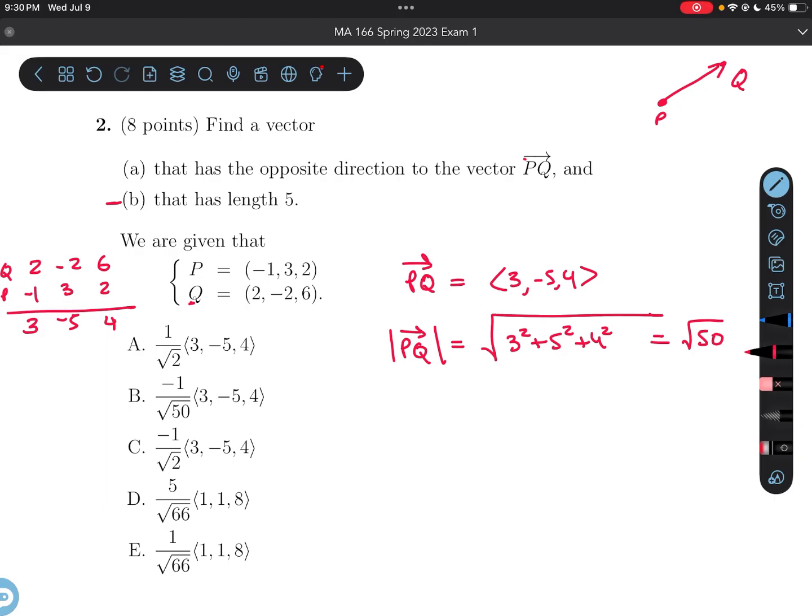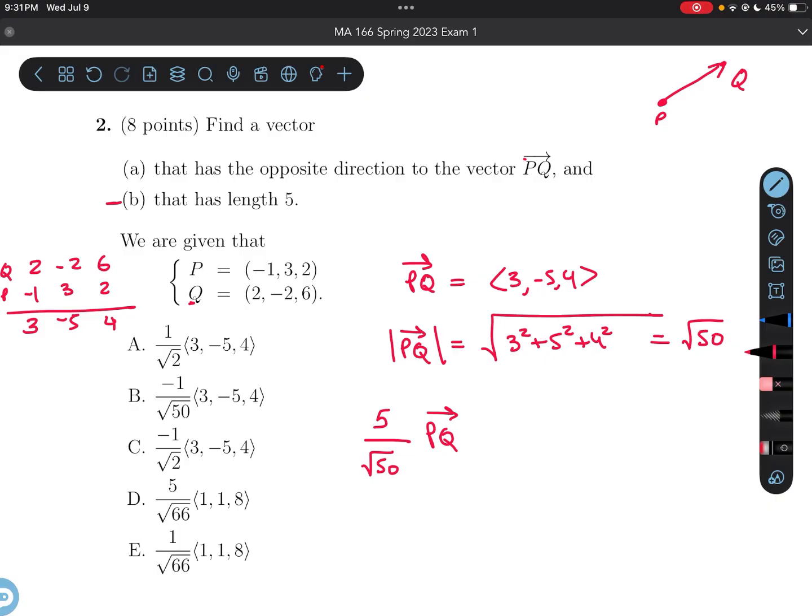and to get the vector that has the same direction as PQ but a length of 5, we just have to divide PQ by the square root of 50 and then multiply by 5. Dividing by the square root of 50 scales PQ down to a vector with length 1, and multiplying by 5 scales it back up to a vector that has length 5.